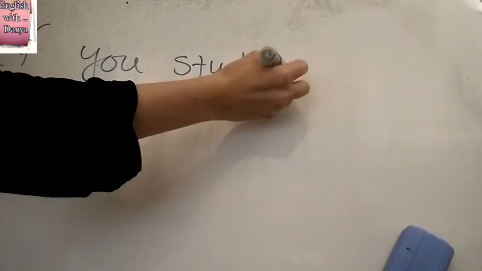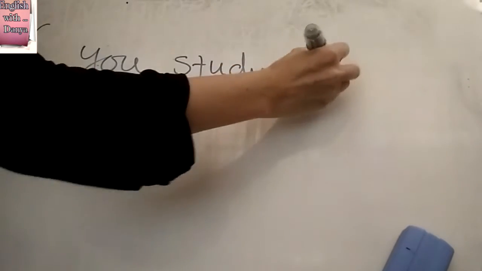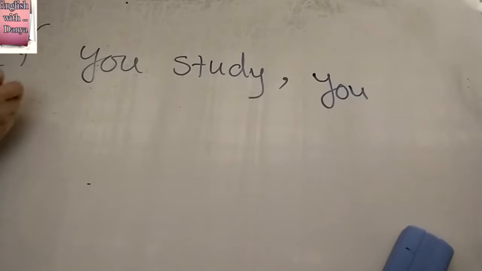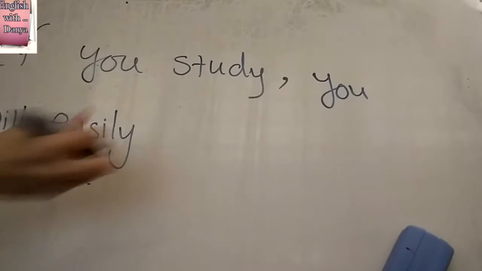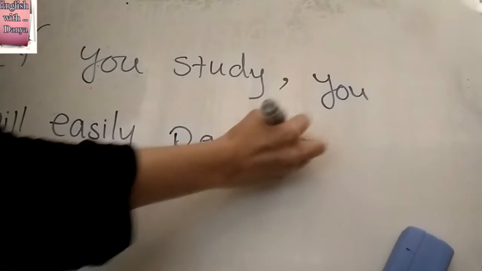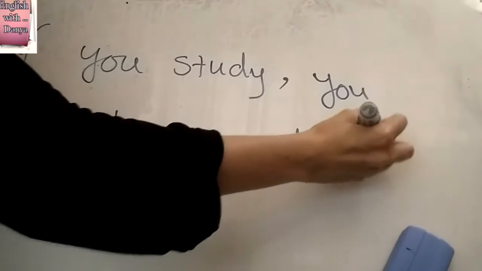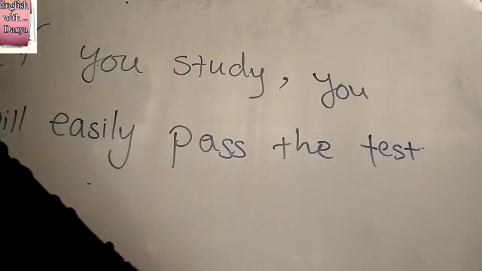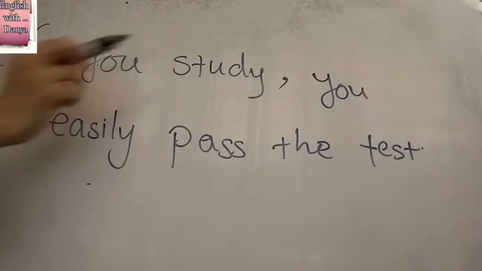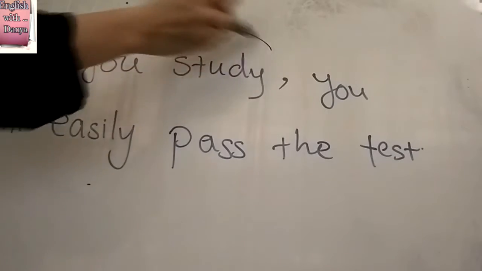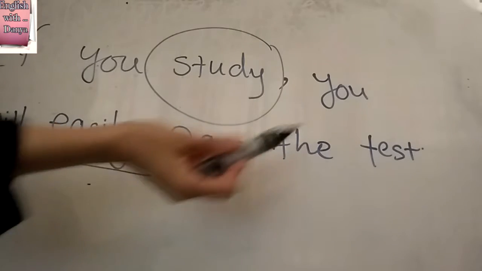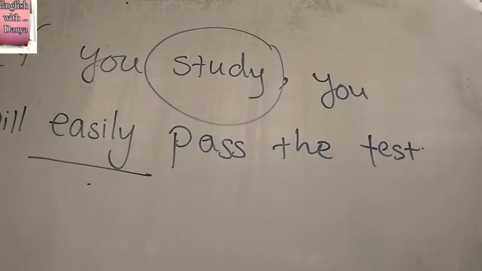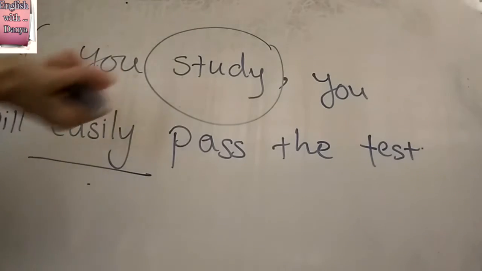If you study, comma, right, you will easily pass the test. So if you study, so we are focusing on studying here. If you study, you will easily pass the test. Alright? So this is how you can use adverb of manner to provide more information.